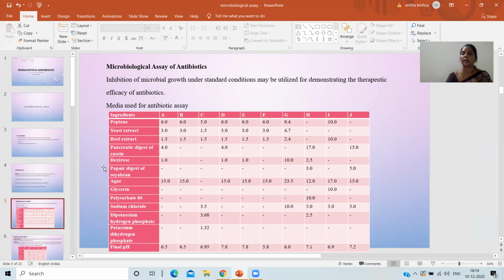So pH is adjusted. These ingredients are taken in suitable solvents, and generally they are mixed in suitable solvents, and their pH is adjusted according to the requirements and the standards. The pH is adjusted by using 1 molar either HCl or sodium hydroxide, and then you use this medium to perform your assay.